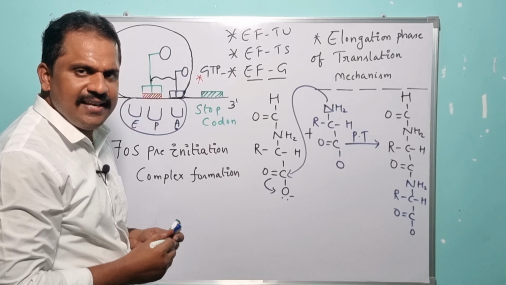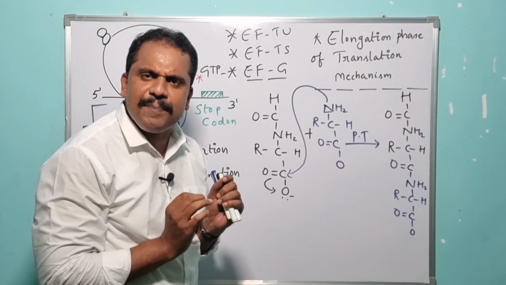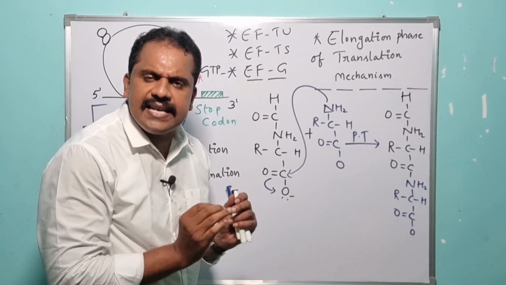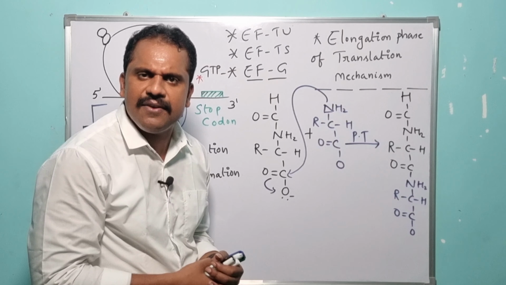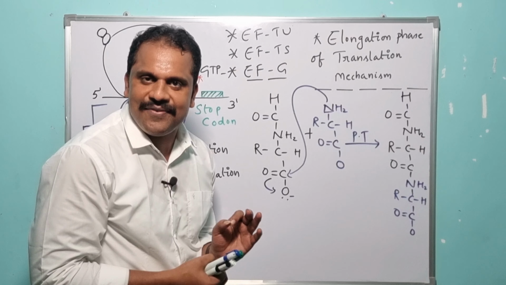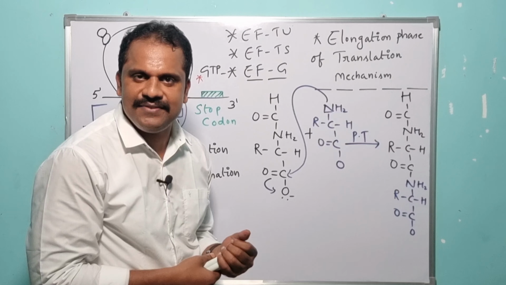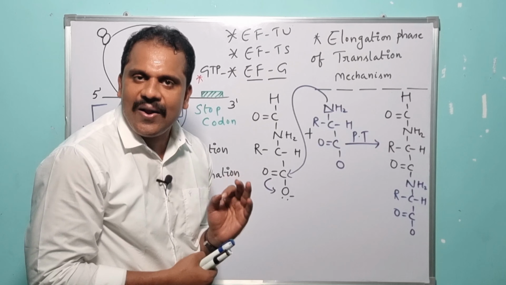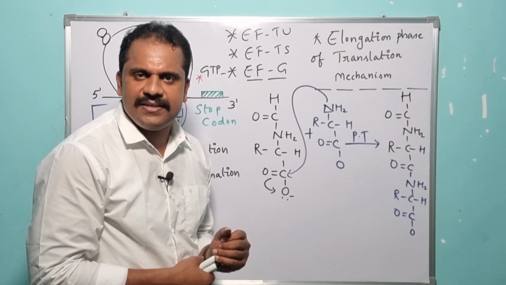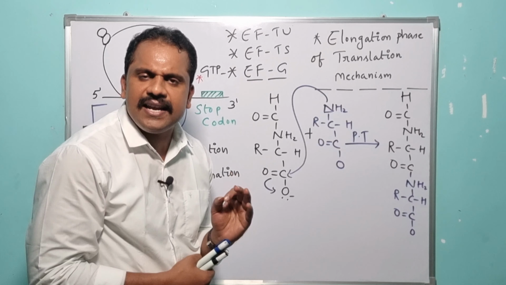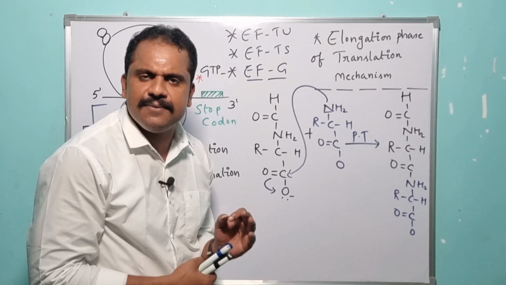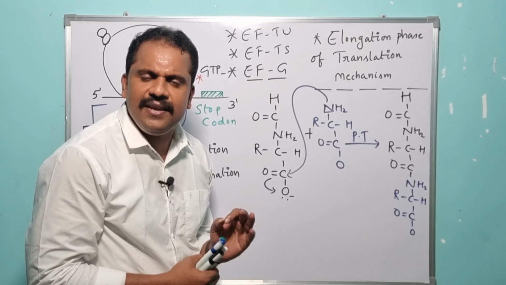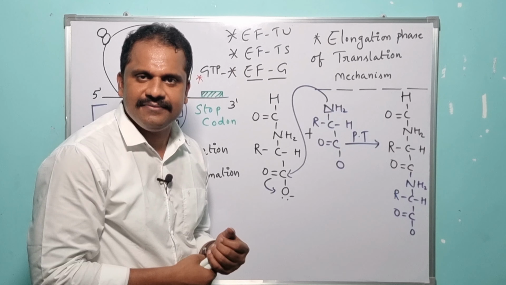Now here my question is, for organizing one peptide bond, the elongation phase of the translation, or the translation mechanism, takes advantage of how many molecules of ATP and how many molecules of GTP? So the answer to this question is very simple. For organizing one peptide bond formation, the translation process takes advantage of one molecule of ATP and two molecules of GTP.